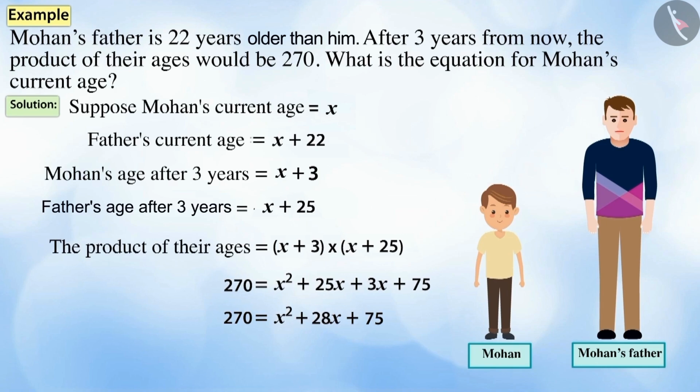We see that on the left-hand side, we have a quadratic polynomial and on the right-hand side, we have a constant. Let's write the obtained quadratic equation in the standard form. We get x to the power of 2 plus 28x minus 195 equal to 0. Therefore, Mohan's present age satisfies the equation x to the power of 2 plus 28x minus 195 equals 0.